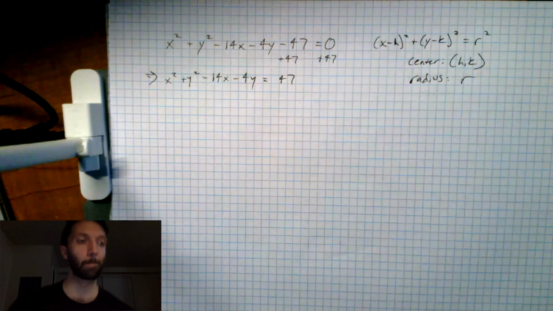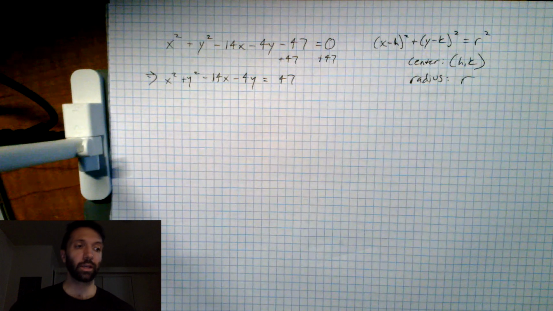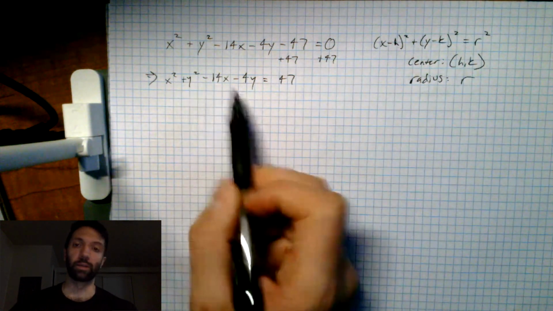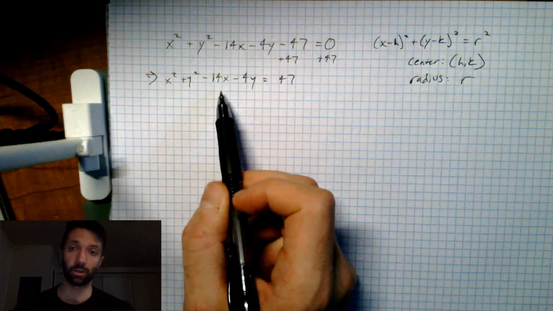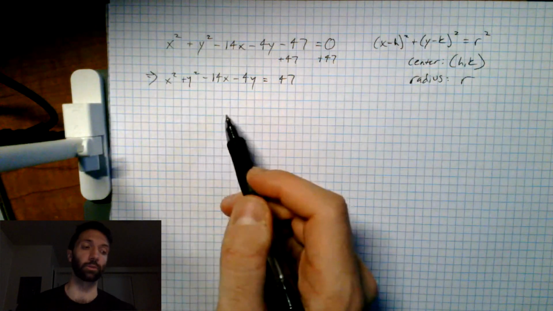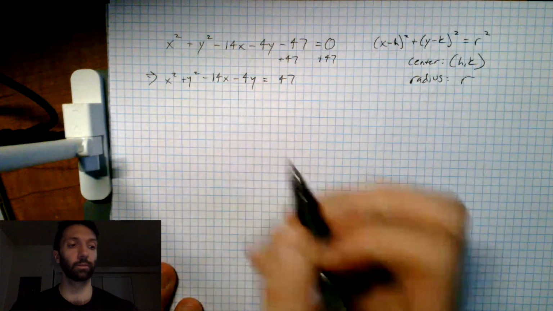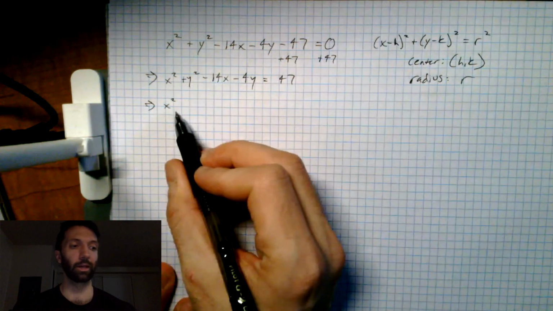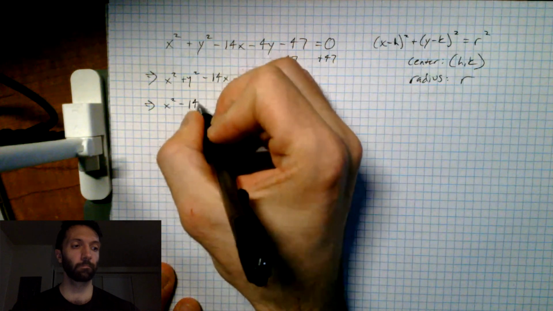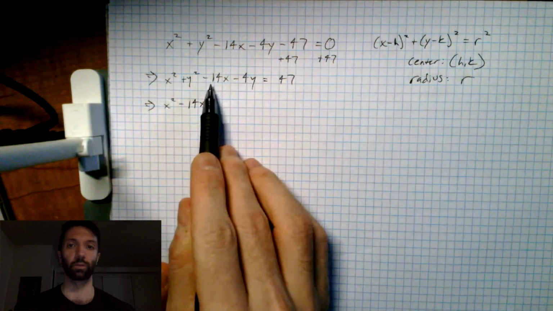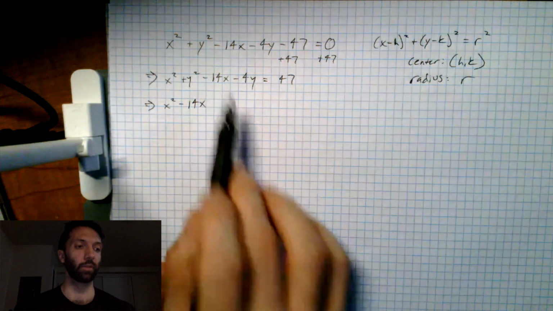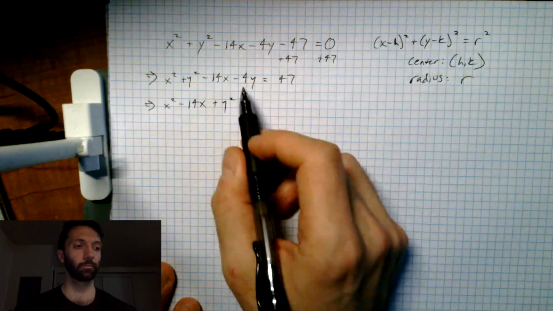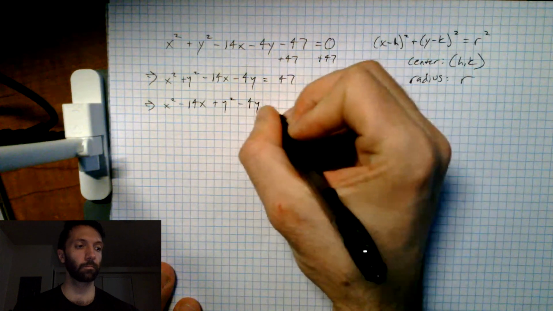47. Okay. And now the next thing I'm going to do is I'm going to reorganize all of my terms so that the x terms are together and then the y terms are together. So I'm just going to reorder these. I'll keep my x terms on the left. Okay, my x squared and my negative 14x I'll put first, and then I'll put my y terms afterwards. All right.